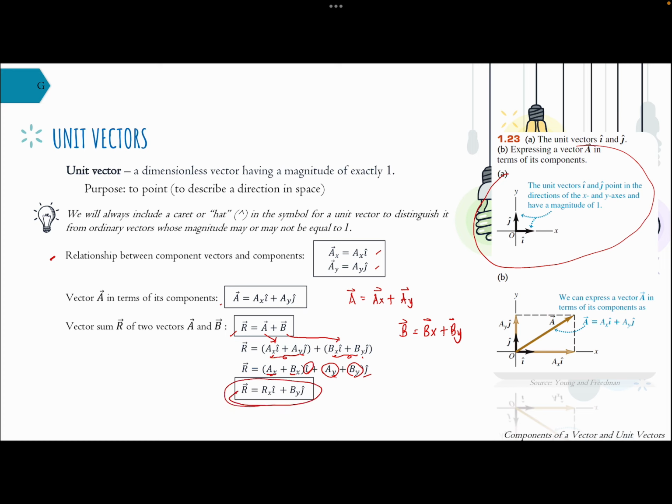And as you can see, the components of the resultant vector are ax plus bx, which is rx, and ay plus by, which is actually ry. Okay?